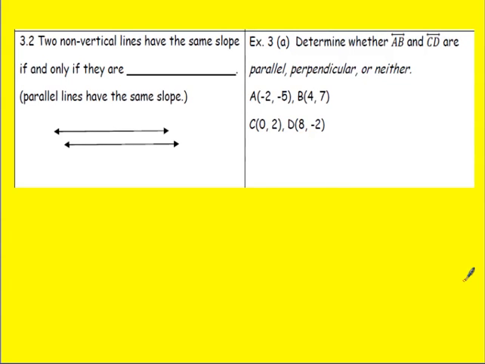Okay, so two non-vertical lines have the same slope if and only if they are parallel. So the whole idea today is that parallel lines have the same slope and that perpendicular lines are flipped and opposite.